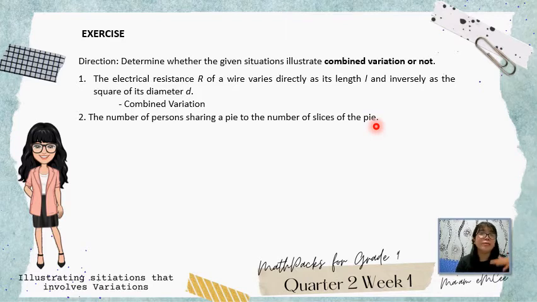This is different from the other example that we have. So, if we add more persons to share the pie, then we will have more slices of pie, of course. So this situation illustrates a direct variation because as the number of persons sharing a pie increases, the number of slices also increases. So this is not a combined variation, but rather just a direct variation. There is no inverse variation.